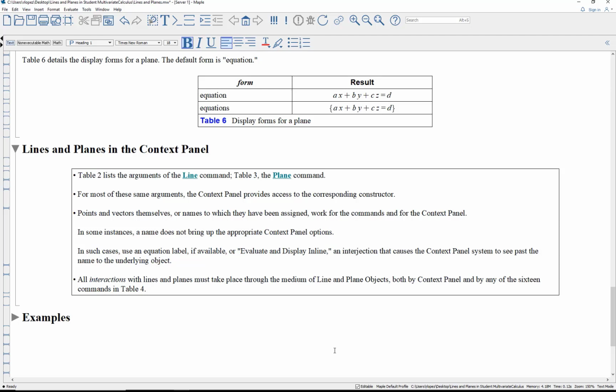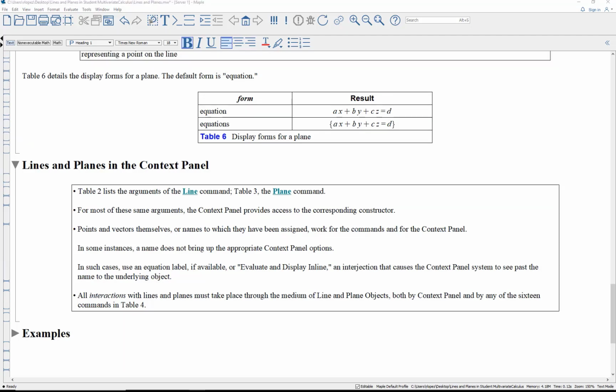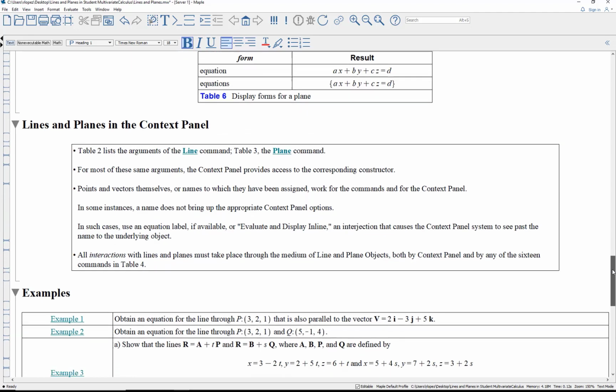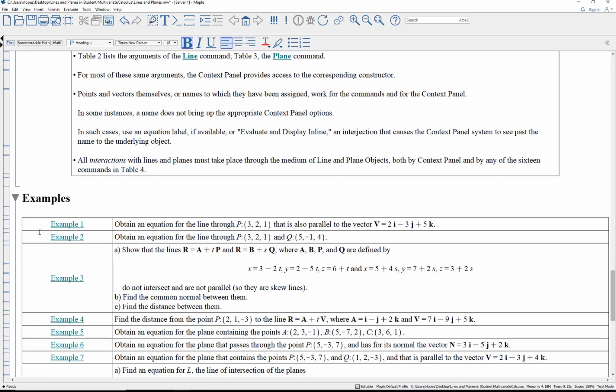There's a few places where you need to do either an evaluate and display in line, or hit the enter key so that Maple can actually see the content of the name in order to understand what it needs to do. Now, by means of examples, we're going to explore the use of these tools that enable us to work with lines and planes and some vectors.